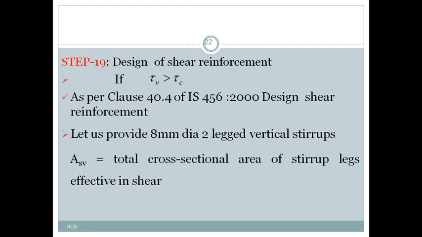As our problem states, the relation between your nominal shear stress and design strength is tau v greater than tau c, so we have to go for design. Let us provide 8 mm diameter two-legged vertical stirrups. For this vertical stirrup, we have to calculate the area of cross section, as we have two legs and we are using an 8 mm diameter bar. It is a circular cross section, so the area is pi by 4 d square, where in place of d you substitute 8 as the diameter, multiplied by n, the number of legs, which is 2. The area calculated for this stirrup is 100.5 mm square.